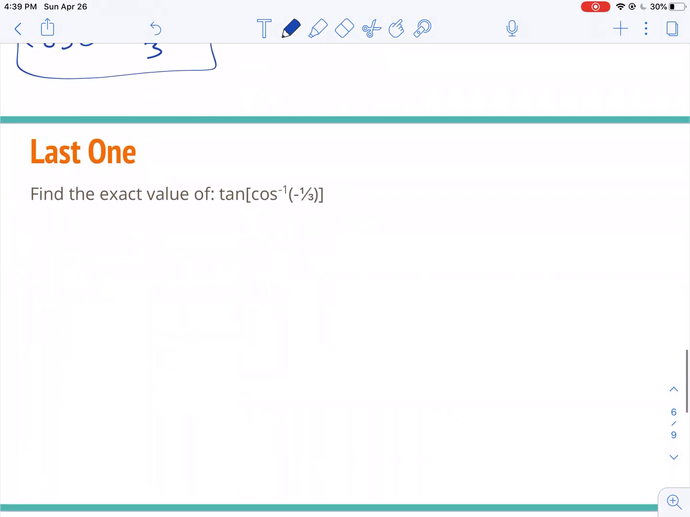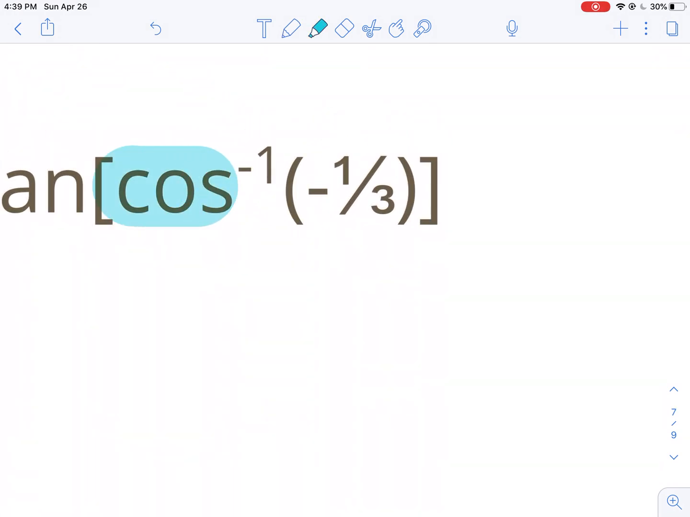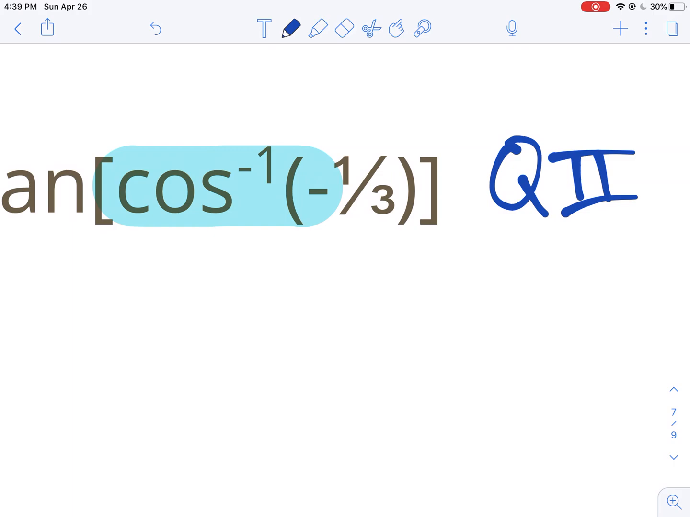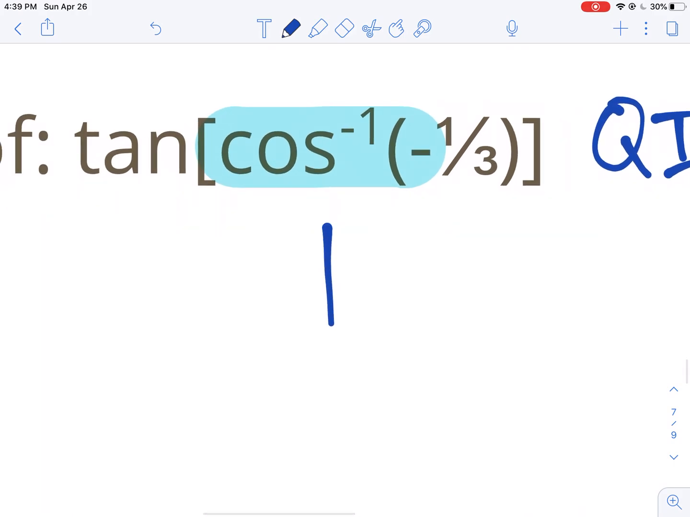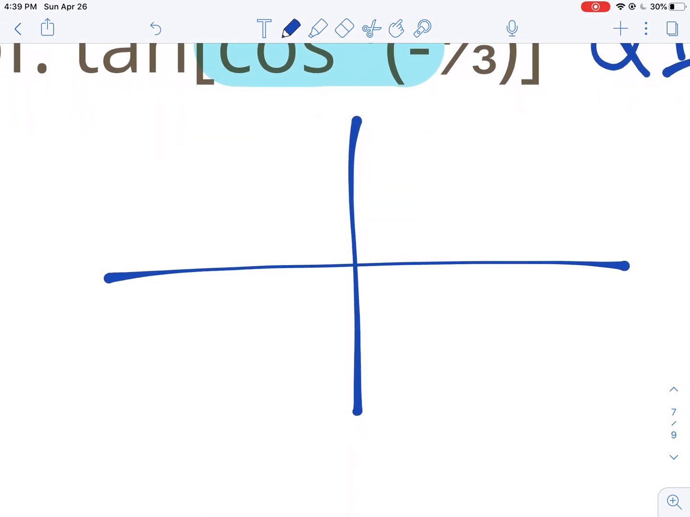We'll do one more here. So I'm asking for the tangent of the inverse cosine of -1/3. This is the inverse cosine of a negative value. And since that's the inverse cosine of a negative value, I have an angle that falls in quadrant 2. So now, even though I still have this -1/3, it's no longer in quadrant 4, it's in quadrant 2.